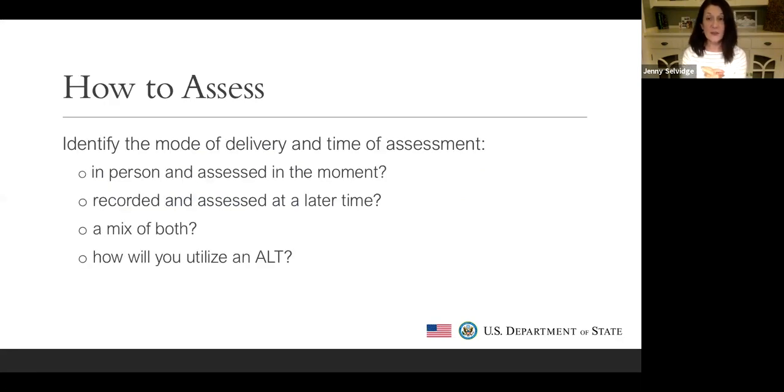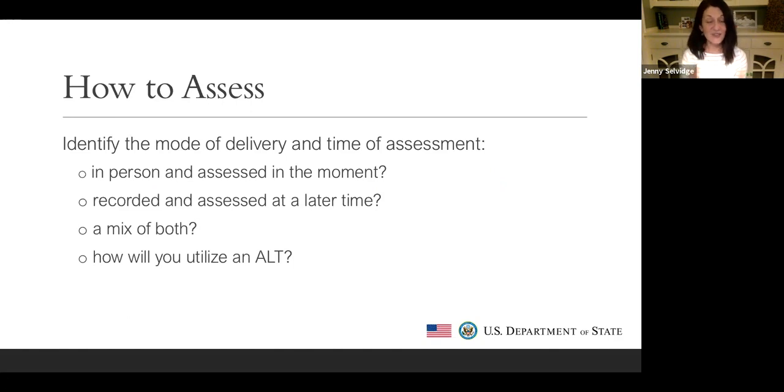So I need to determine how I'm going to do it. What's the mode of delivery? And when will I give the assessment? So will the student do it in person and I give them a grade in the moment? That's awfully hard to do. Will the student record it, and will you look at that recording and give a grade at a later time? Maybe you'll do a mix of both. I've done that before where I've graded in person and I've gone back and looked at a recording to add.